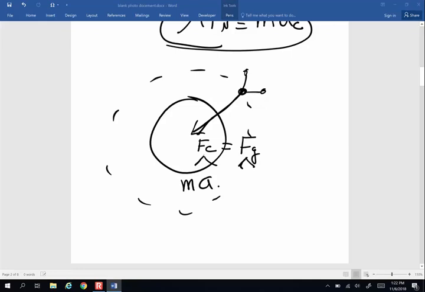Mass times centripetal acceleration can equal Newton's universal law of gravity, G, mass 1, mass 2, divided by the radius between the centers squared. I hope this helps you a little bit.